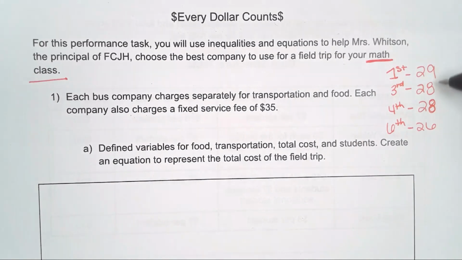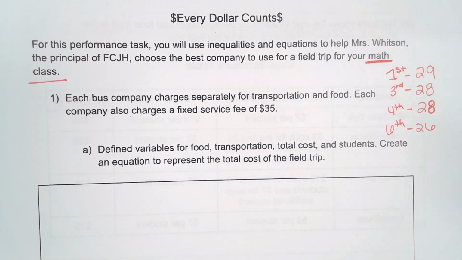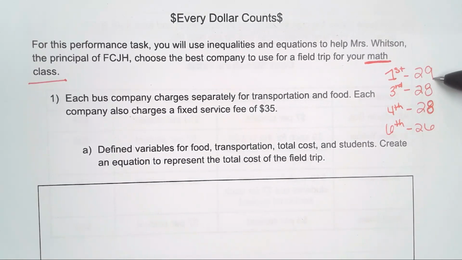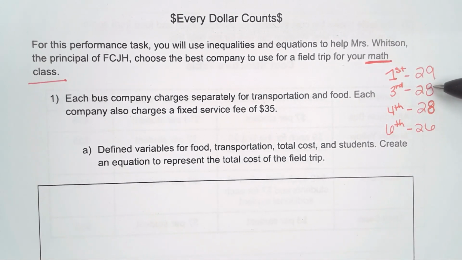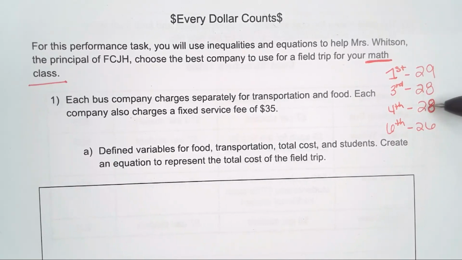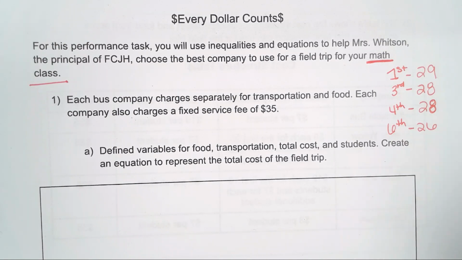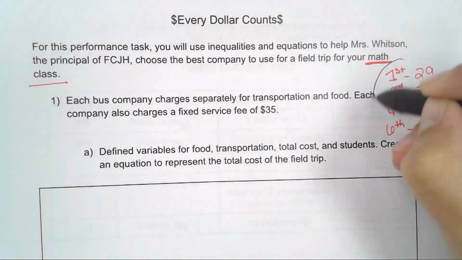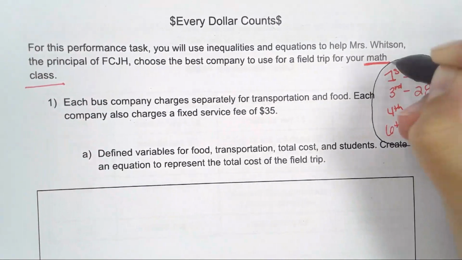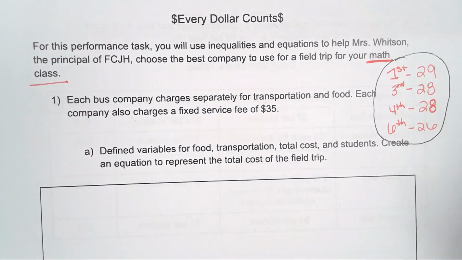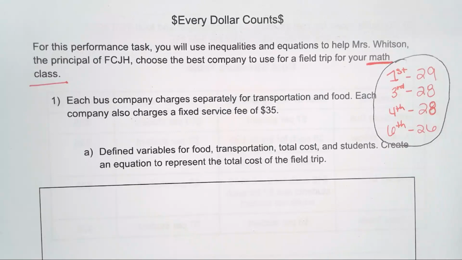So over here off to the side, I wrote how many students are in each of your math classes. If you are in first period, there are 29 students, third period is 28, fourth period is also 28, and then sixth period is 26 students. So you will be using this information depending on what class period you are in here in a moment on the back side of our page. So what I would do is look for your class period and then go ahead and write down how many students are in your class.